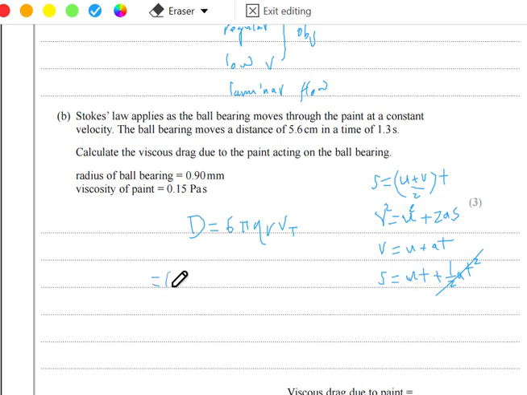So we have here 6 pi, all of these values are given in the question, and with respect to Vt, it will be 0.056 meter over 1.3. I choose to convert here because all of these units are in SI.